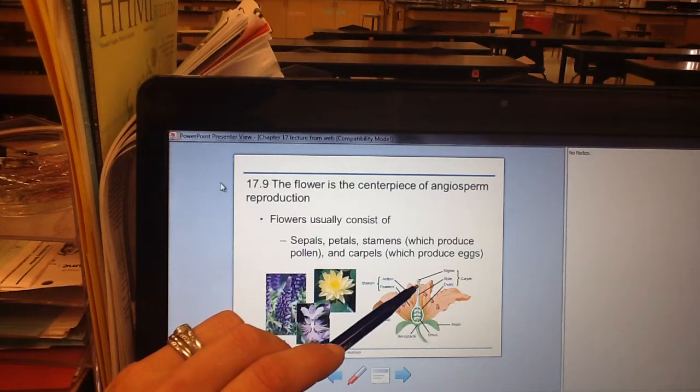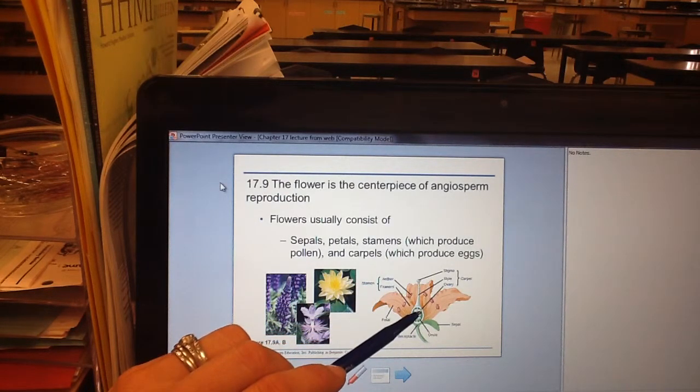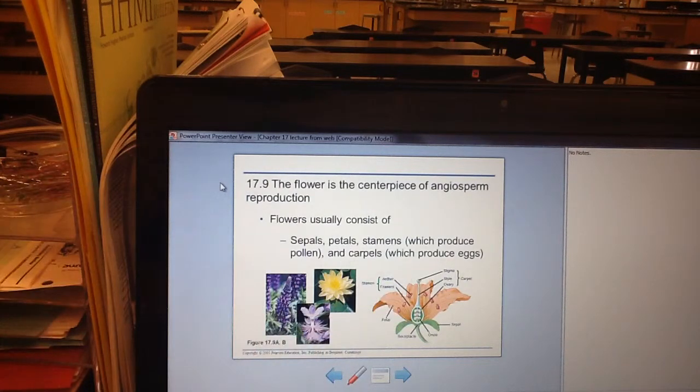Now, the stigma, style, and ovary are all combined into what we call the carpel, and that's the female reproductive structures. We will actually be dissecting a lily flower to look at and see these flower parts.